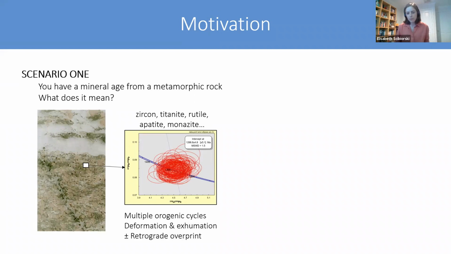This can be complicated by things like multiple orogenic cycles, high-grade deformation, maybe there's been exhumation, maybe there's a low-grade or a retrograde overprint. And then you might also want to ask yourself, how does this mineral age relate to other minerals in that rock? So things like garnet, which is one of those perennially useful minerals for telling you about your metamorphic PT conditions.